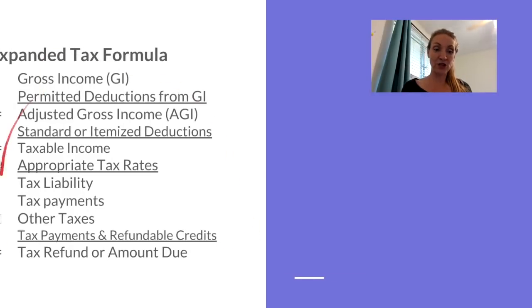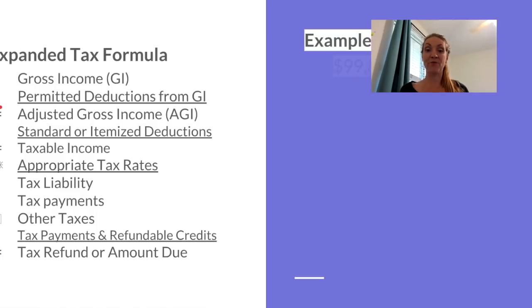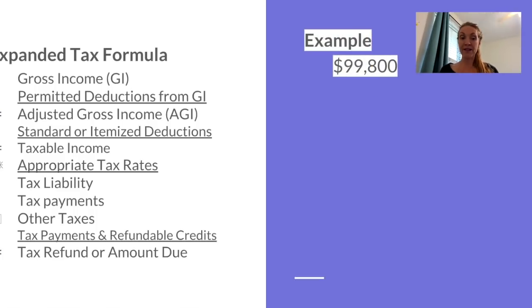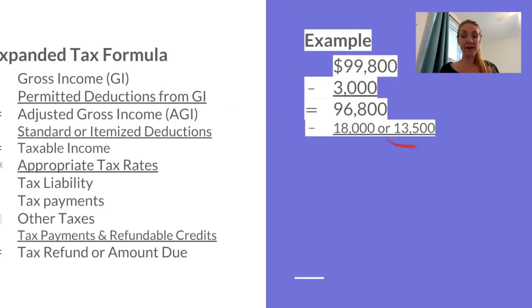Now, I recommend using this formula on paper when doing these types of problems. So we start with that gross income number and we just plug it in here. Then we subtract our $3,000 to get adjusted gross income of $96,800. Their itemized deductions is $13,500. However, we need to see what the standard deduction is to see if it's greater.